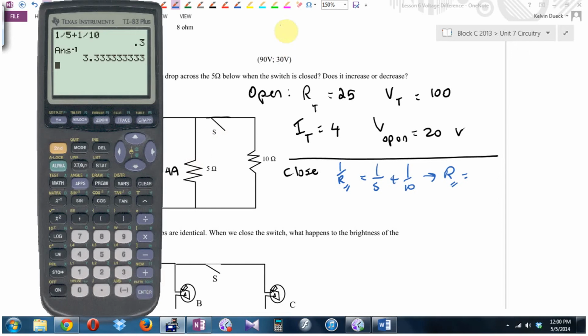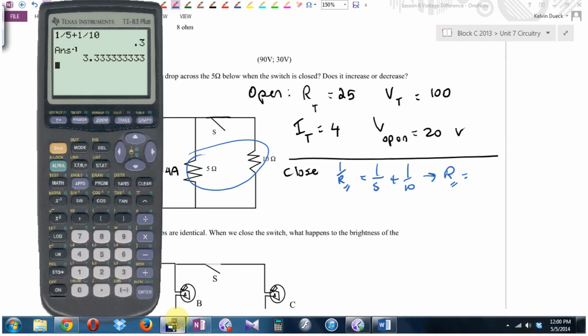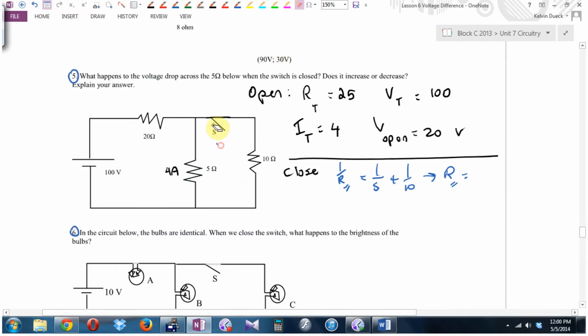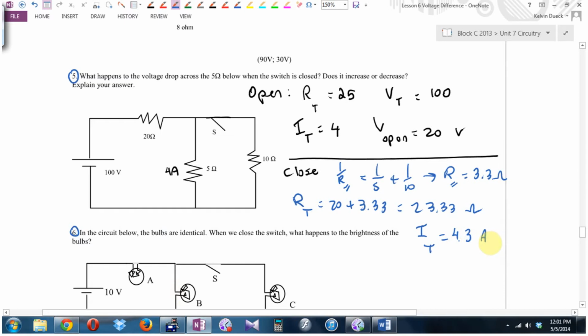In other words, I can replace these 2 here with 1 resistor of 3.333. Normally I'd redraw this, but I don't have enough room. So when it's closed, what's our total? I think it's 20 plus 3.3. Is that okay? All right. So what's the total current? 100 divided by 23.3, so 20 plus 3.3, 100 divided by that. 4.285. I'll go 4.3, but I'll keep that number on my calculator. That's how many amps leave there when it's closed.